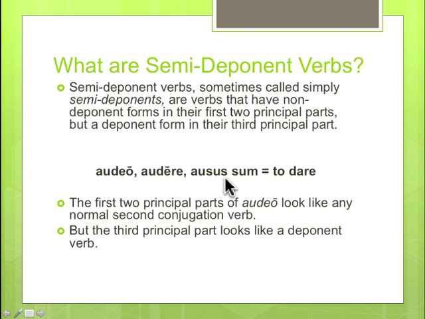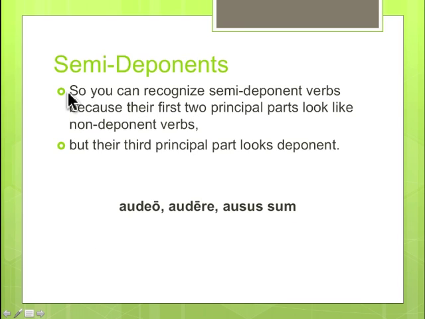Ausus sum, on the other hand, looks like a deponent verb. So the first two principal parts of audeo look like any normal second conjugation verb, but the third principal part looks like a deponent verb. So you can recognize semi-deponent verbs because their first two principal parts look like non-deponent verbs, but their third principal part looks deponent.